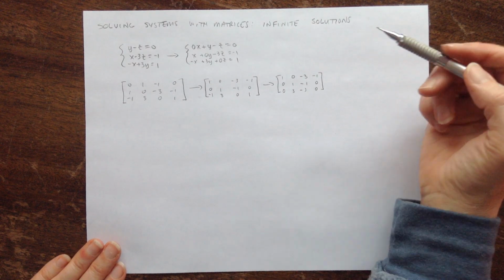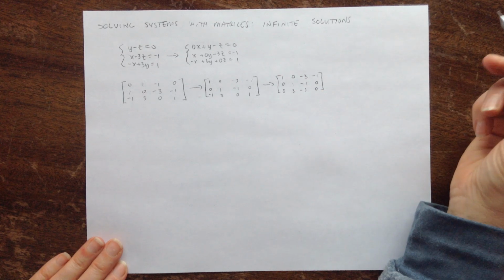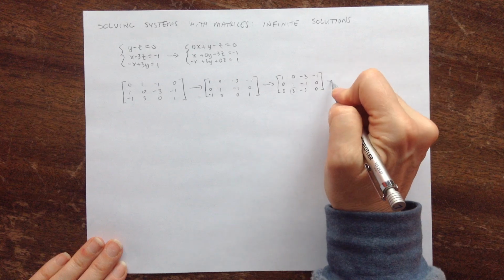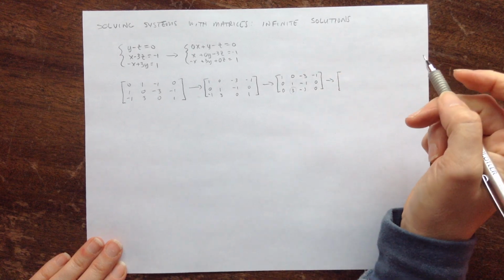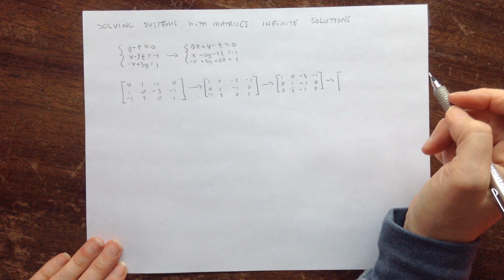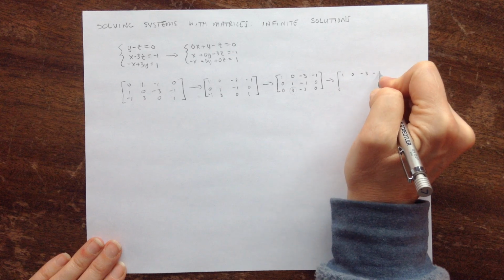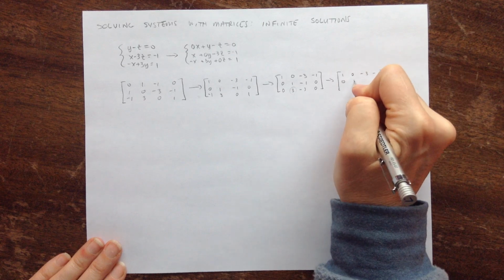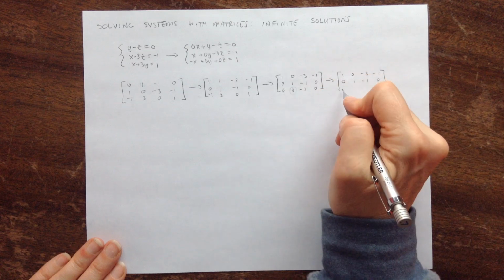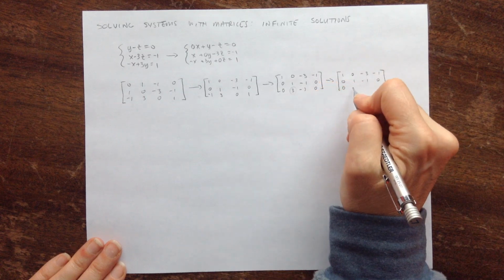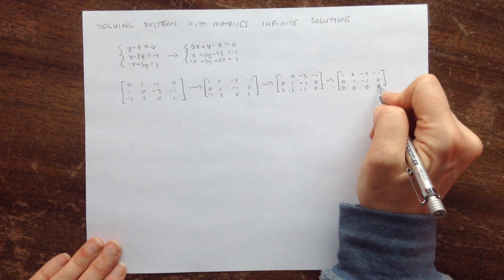The second column, generally I want to get a 0, 1, 0, which is almost like that. I just need to get a 0 here. I'm going to use this 1 to get rid of this 3. I'm going to do negative 3 times row 2 and add that to row 3. So row 1 is not going to change. Row 2 is not going to change. Row 3 is going to change. This plus a negative 3 times that is 0. This plus a negative 3 times that is 0. This plus a negative 3 times that is 0. This plus a negative 3 times that is 0.